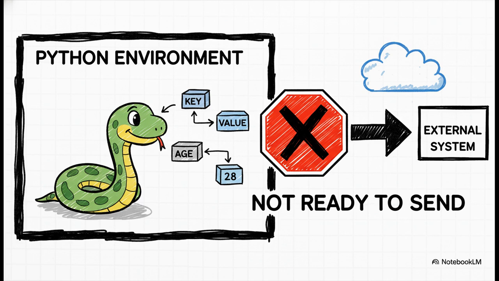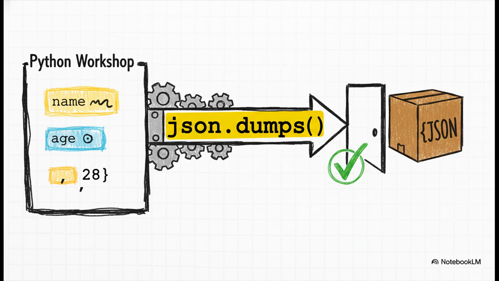We need to convert it into that universal text-based format. And just like before, a single function does all the heavy lifting. json.dumps takes our dictionary and serializes it into a perfect JSON string. This text is now universally understood. It's ready to be sent in an API call, saved to a file, whatever you need.